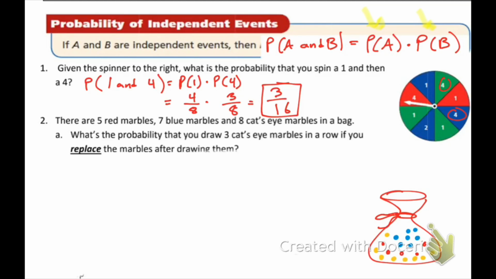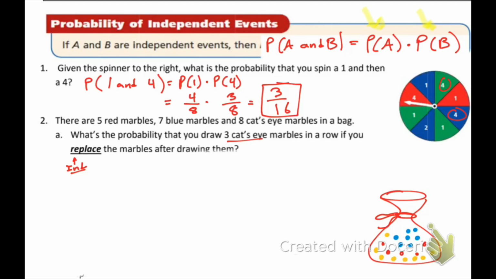So what's the probability that you draw 3 cat's eye marbles in a row if you replace the marbles after drawing them? This word replace is actually really important, because what this means is that after I pick one of these marbles, let's say I get a blue one, after I take that out, I'm going to put it back into the bag, and the total amount of marbles stays the same. So this replace makes it independent.